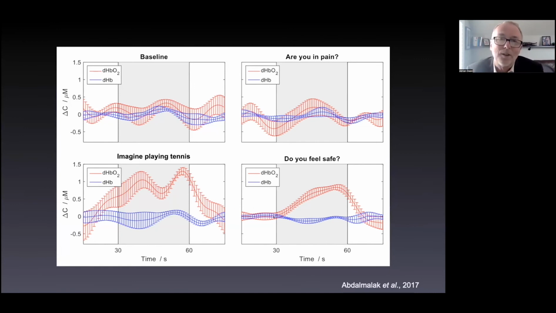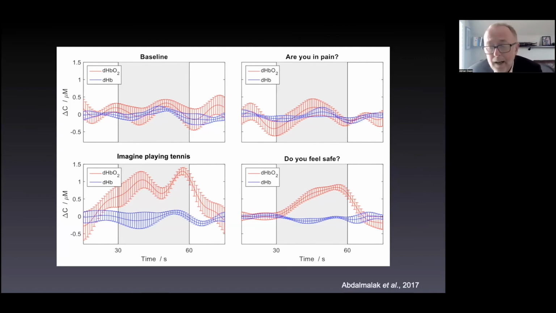Suddenly, there you see the difference between oxyhemoglobin and deoxyhemoglobin. Here, he's imagining playing tennis. He's saying, yes, I feel safe. And Andrew went through a series of questions with this patient. Remember, this guy is absolutely behaviorally non-responsive. He can't twitch a finger or blink an eye or do anything. Yet he was able to communicate in the ICU after some weeks of being in this situation.